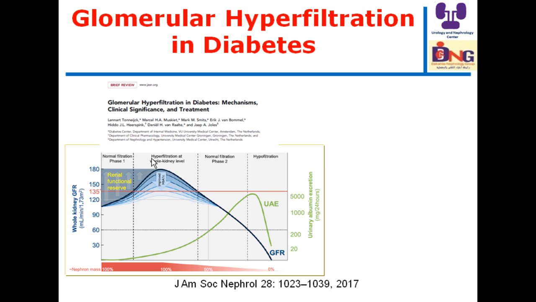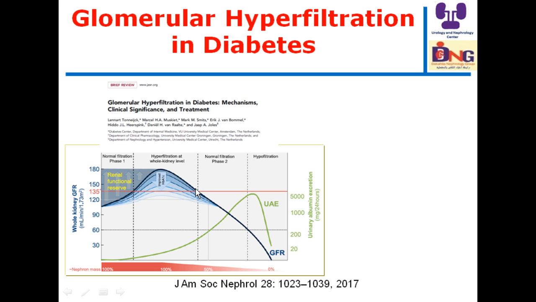Hyperfiltration is a well-known important point in diabetic kidney disease, and this is a very nice review discussing the mechanisms, clinical significance, and the treatment of hyperfiltration. The question: why hyperfiltration? Because diabetes stimulates the nephrons to work maximally. Usually we have a residual reserve in the kidney function that is utilized maximally. At the end of this maximal utilization of the kidney with high GFR, ultimately GFR will decline.